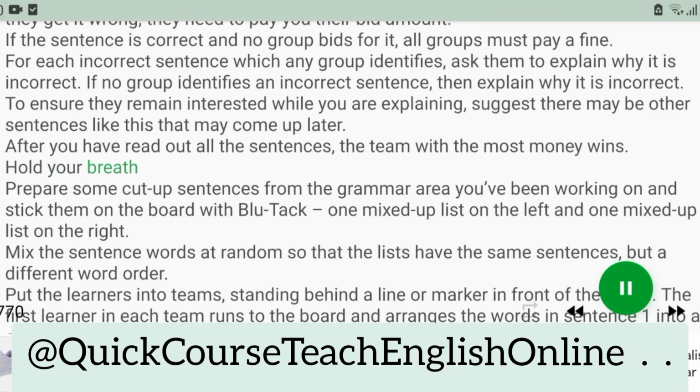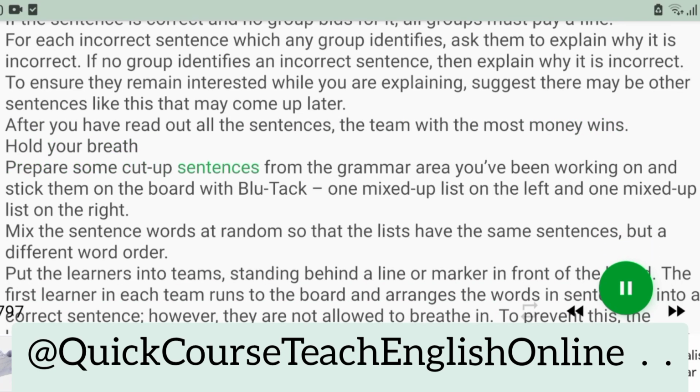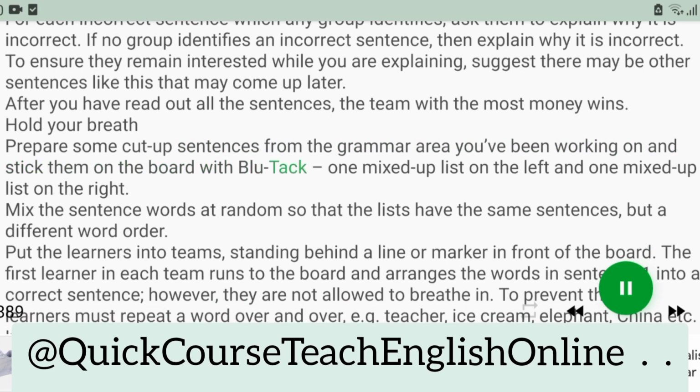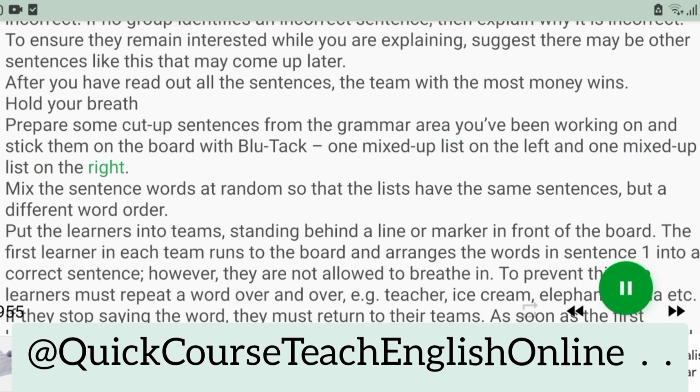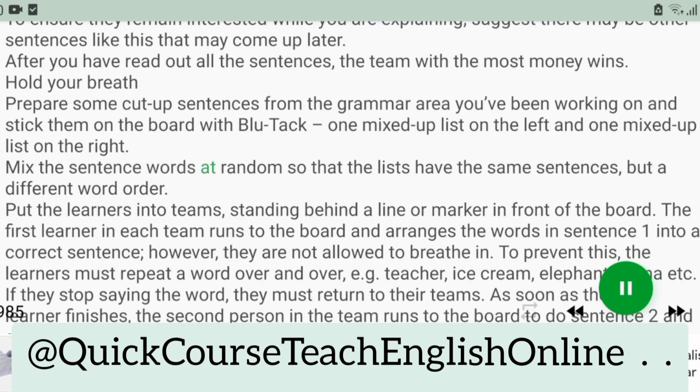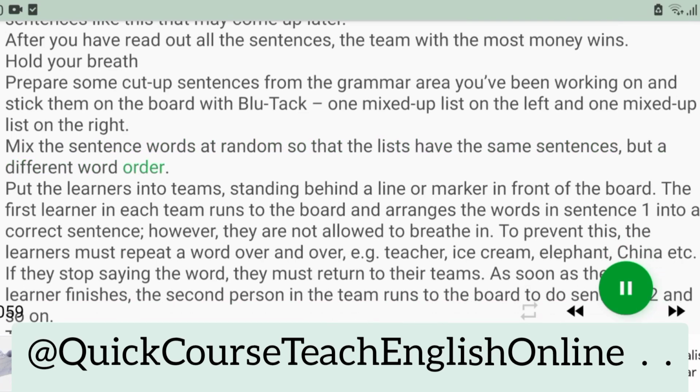Hold your breath. Prepare some cut-up sentences from the grammar area you've been working on and stick them on the board with blue tack, one mixed-up list on the left and one mixed-up list on the right. Mix the sentence words at random so that the lists have the same sentences, but a different word order.